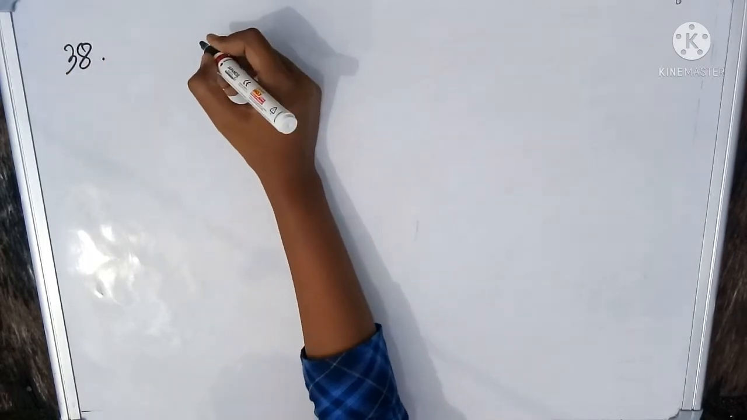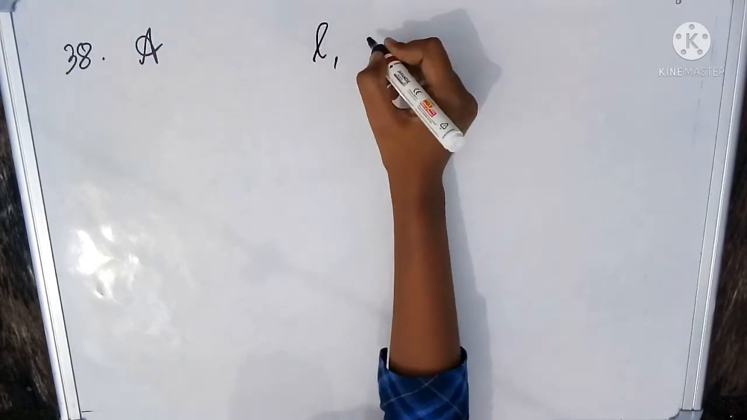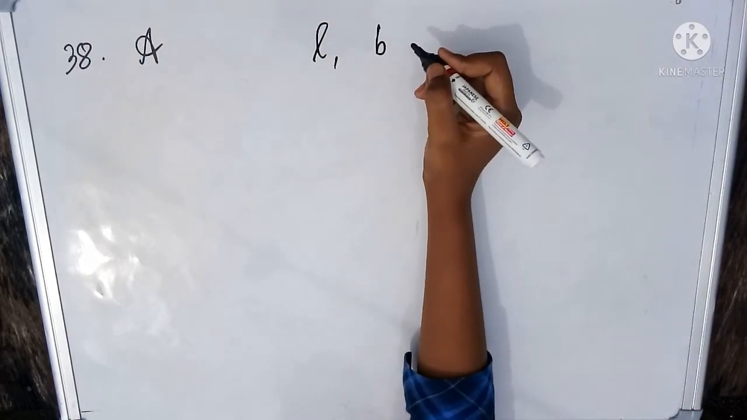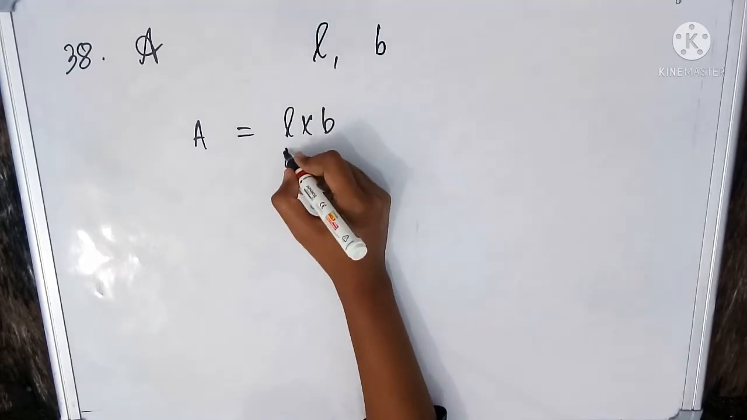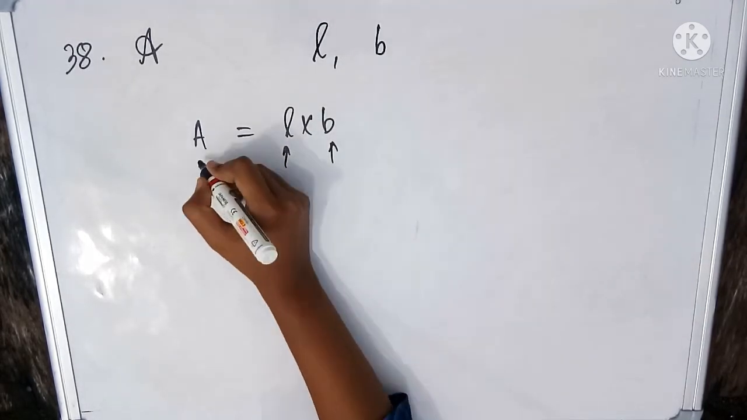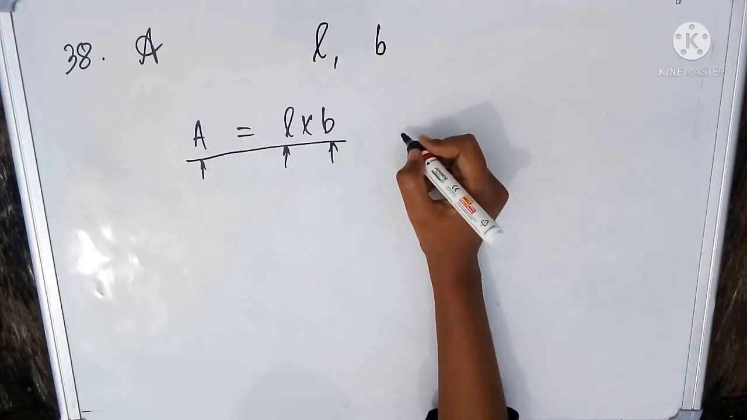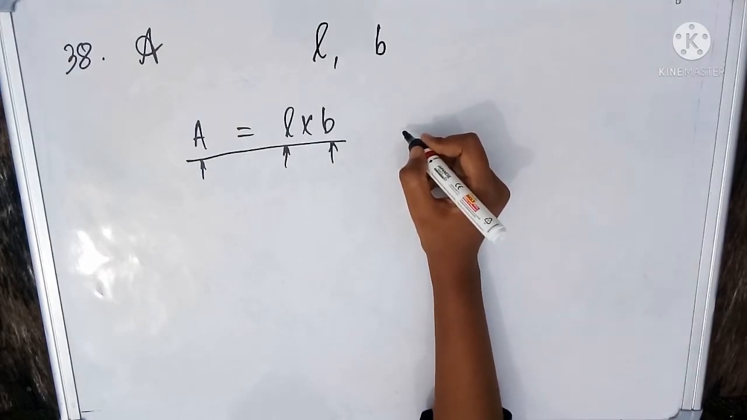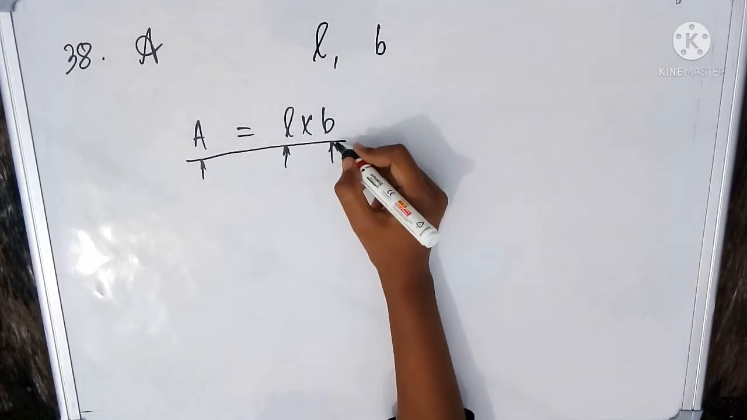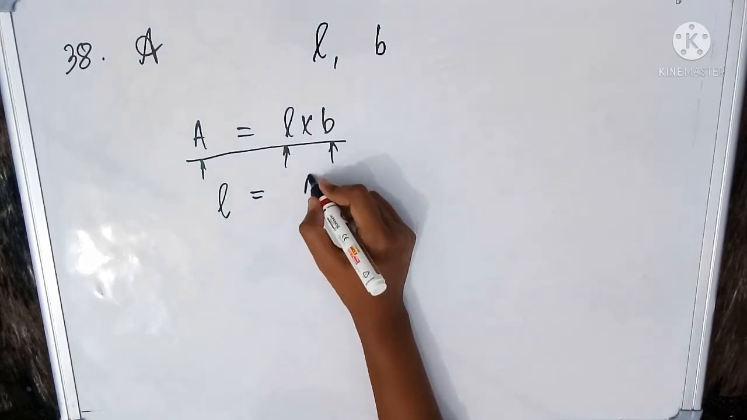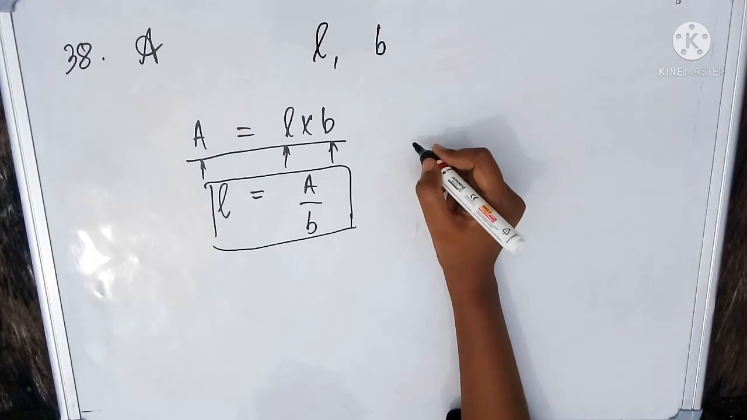It says that A is the area of the rectangle with length L and breadth B. The area of a rectangle we already know is equal to L multiplied by B. So if we have the length as L, breadth as B and area as A, then the formula will be A is equal to L multiplied by B. Now here we have to rewrite the formula and make L the subject. This we can do by transferring this B to the other side. So we have L is equal to A divided by B. So this is the formula by making L the subject.